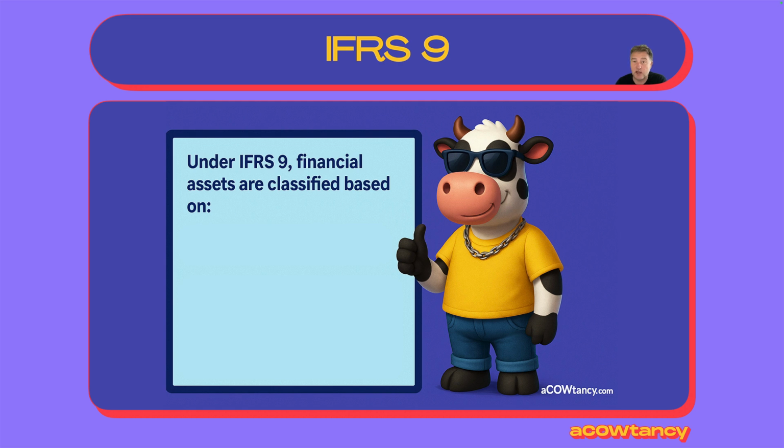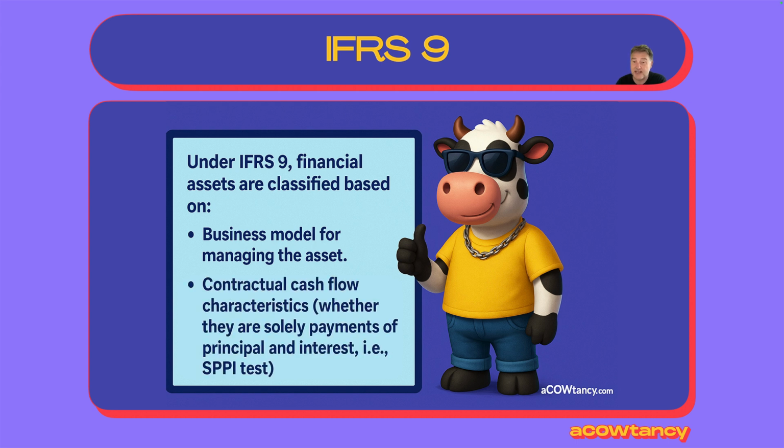Right, in these little videos, I just want to show you the classification of financial assets. So, basically, you need to look at what the business model is for how they deal with that particular financial asset, and particularly, are they just looking to get the contractual cash flows, solely payments of principal and interest, what we call the SPPI test.